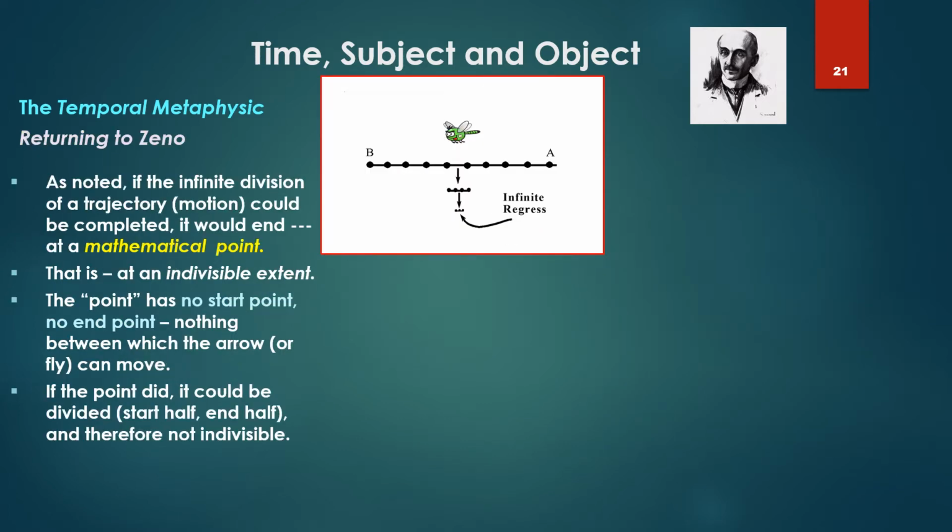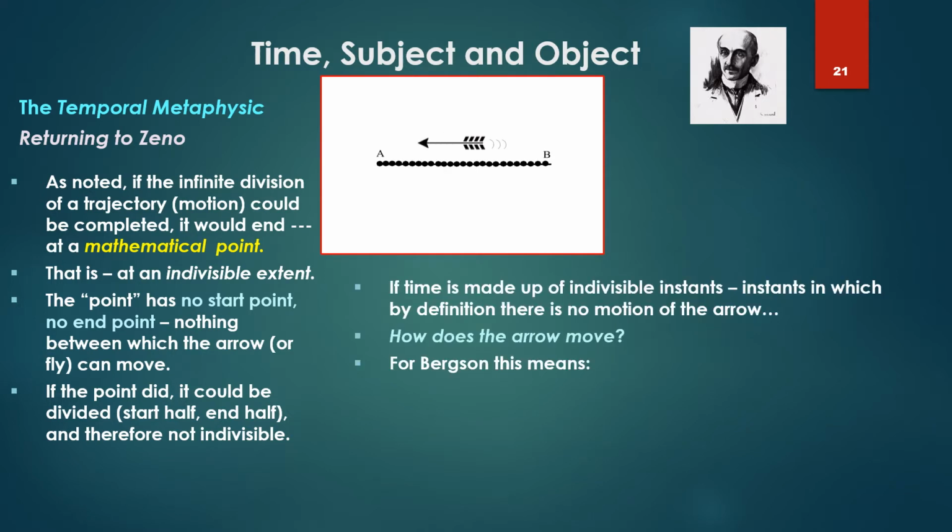But as noted, if the infinite division of a trajectory or motion could be completed, it would end at a mathematical point, logically speaking, that is, at an indivisible extent. That is, if you could cease the process of infinite division. This point is no start point, no end, nothing between which the arrow or fly can move. If the point did move, it could be divided, start half, end half, and therefore not be indivisible. If time is made up of indivisible instants, instants by definition, there is no motion of the arrow. How does the arrow move?